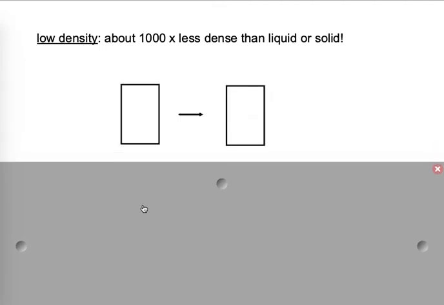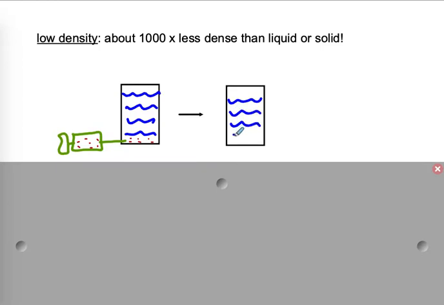Low density. Gases are about 1,000 times less dense than the corresponding liquid or solid at normal conditions. So let's say, for example, I take a container that is filled with a liquid. Now we can say it's water. And then over here let's say I take a syringe that is filled with a sample of a gas, and I inject the gas into the bottom part of the container. What's going to happen? Well, the gas particles, being less dense than water, will of course rise to the top. Okay? And why is that?